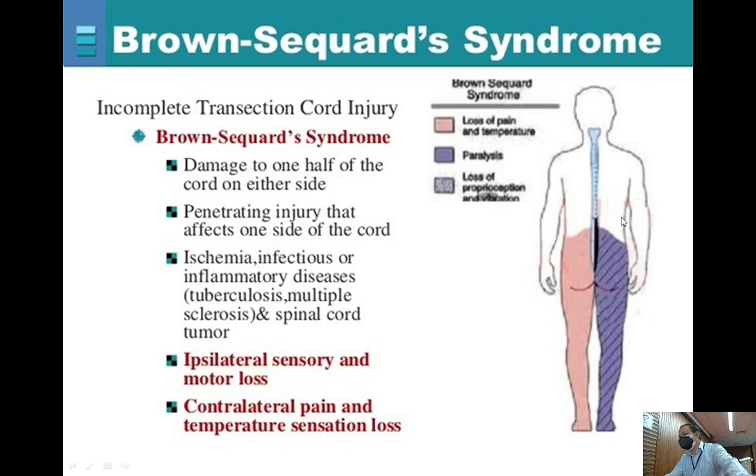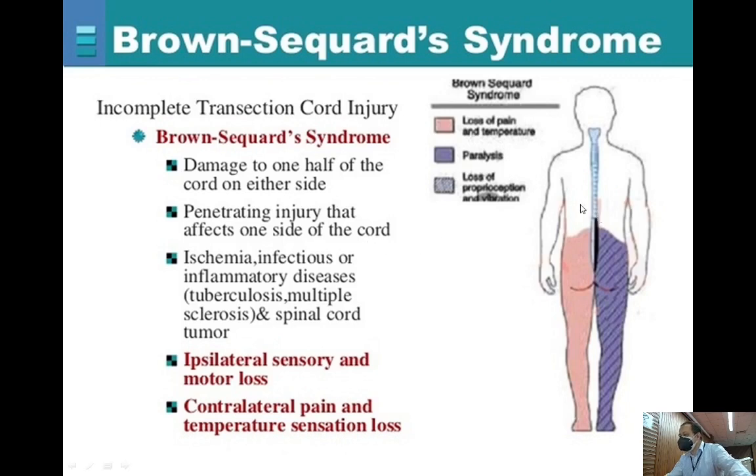Fine. On the opposite side, you will have the loss of pain and temperature, the crossed fibers, going like this. So sensation of pain and temperature would be lost. But what about the motor deficit? It's going to be a mild form of lower motor neuron lesion, because only probably 20% of the descending fibers of the pyramidal tract would be crossing, and therefore the effect will be very small.